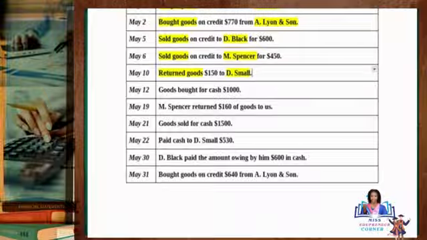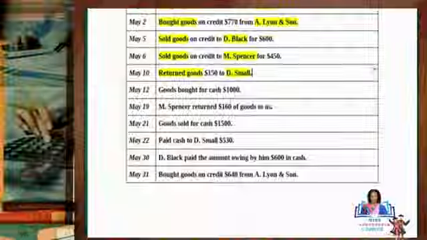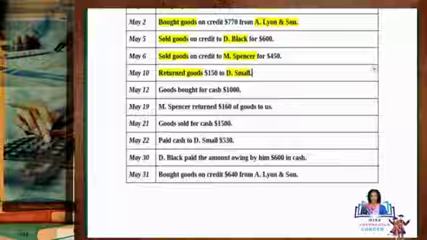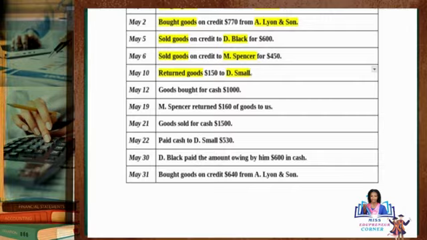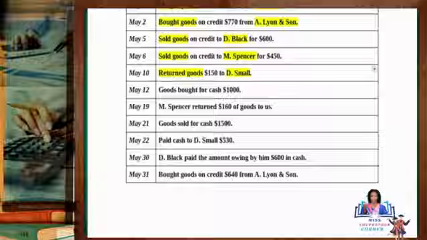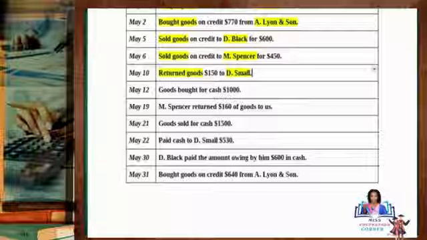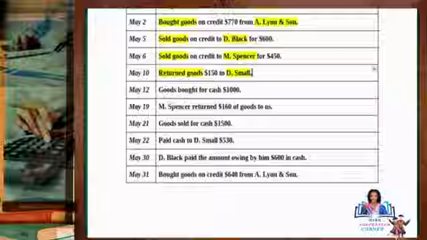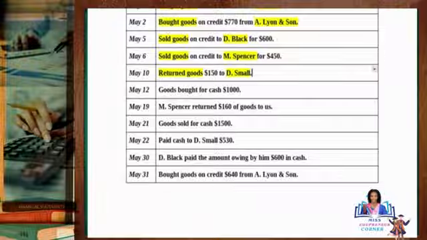So the return outwards account is always credited to show that goods is leaving the firm or leaving the business. So goods is coming out of the business. Hence the return outwards account is always credited to show a reduction in stock. And then we will need to debit D Small's account to show that the business now owes this person less, because the business is returning the goods that they took. So they owe this person less.